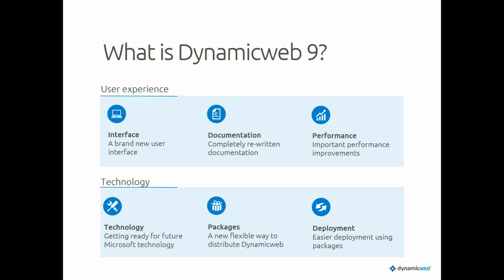On the technology side, which is also a big part of this release, not all of it is visible, but we spent a lot of time getting ready for some of the technology changes that have happened, and also some of the interesting things that we're going to see happen in the near future from Microsoft. So we've adapted to what's happening on the .NET platform. We've changed the way that we distribute Dynamicweb. Going from this big application that you receive in a zip file, we now introduce a package system which is very flexible and gives us a lot of benefits that we don't have today. More on that later on.